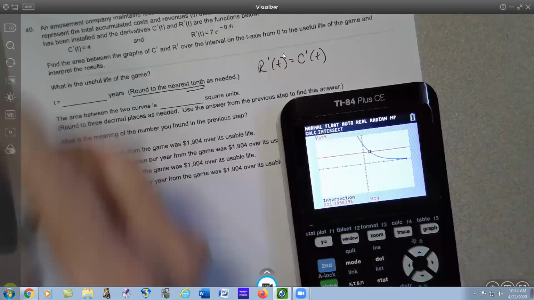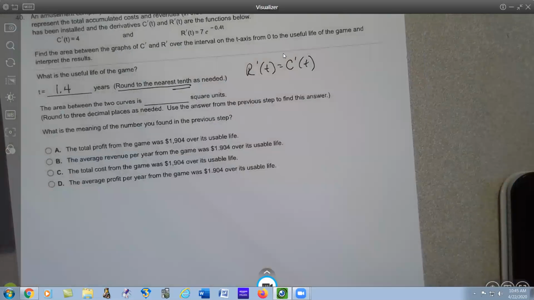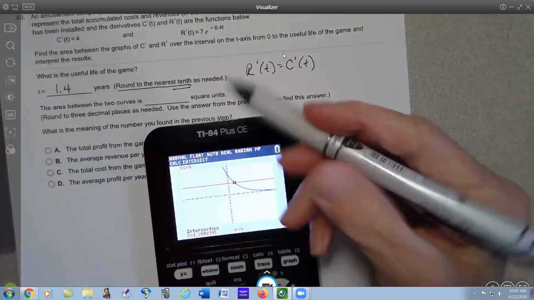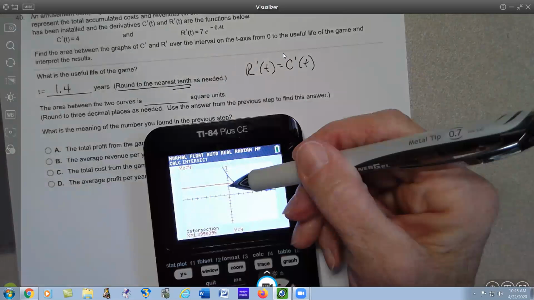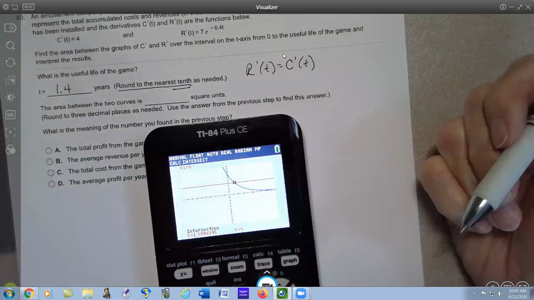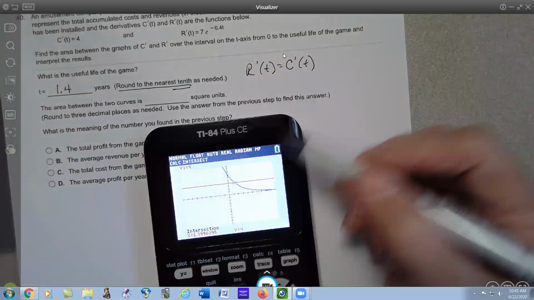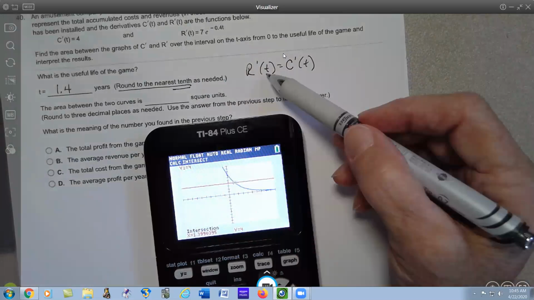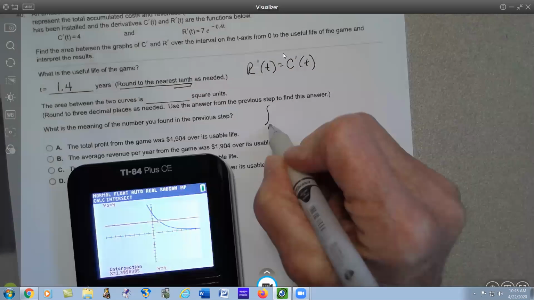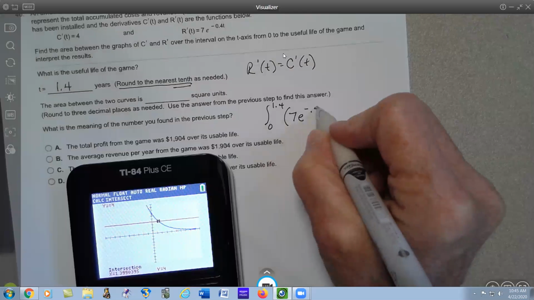Now, to set up the integral, they want the area between the two curves. My two curves are right here. 0 is going to be my start because that's when they get the machine. The blue curve is above. My blue curve is R of t. So for me to set this up, I'm going from 0 to 1.4, 7e to the negative 0.4t minus 4 dt.